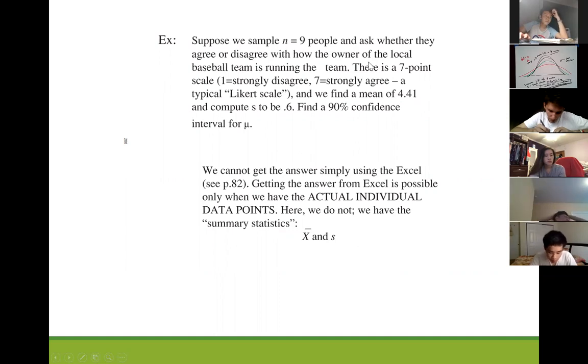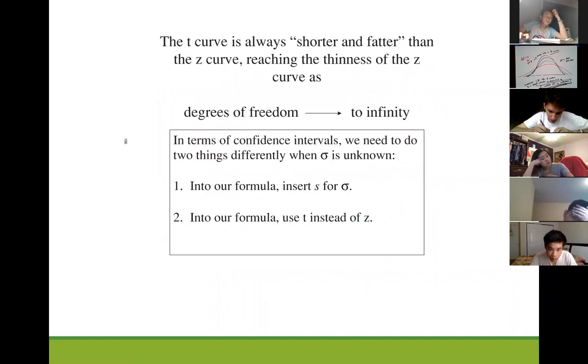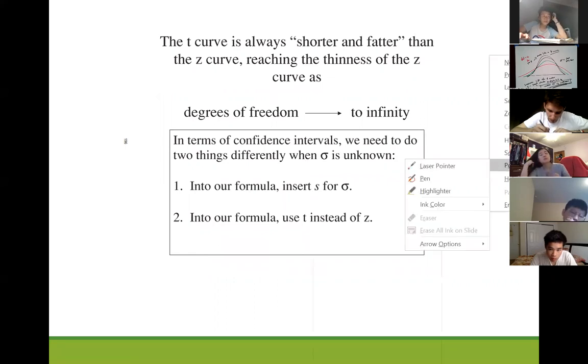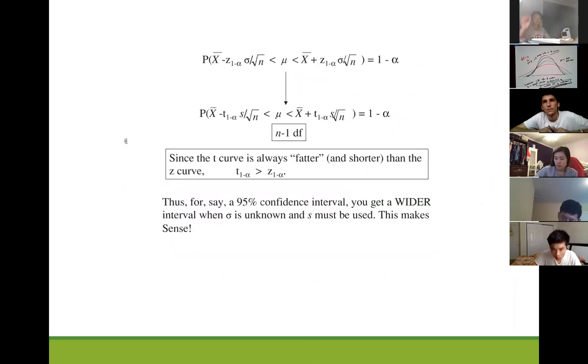Again, we're going to go back, right? So again, we're using the T curve when sigma is unknown. This is the critical point. When do you use this? When sigma is unknown, you're going to use the T, and you're going to substitute S for sigma and use the T curve rather than the Z curve. Again, we'll do this when we do homework tomorrow. Okay. Again, the T curve is always fatter and shorter than the Z curve. I just showed that to you, right? So say for a 95% confidence interval, you get a wider interval when sigma is unknown and S must be used. That makes sense, right?